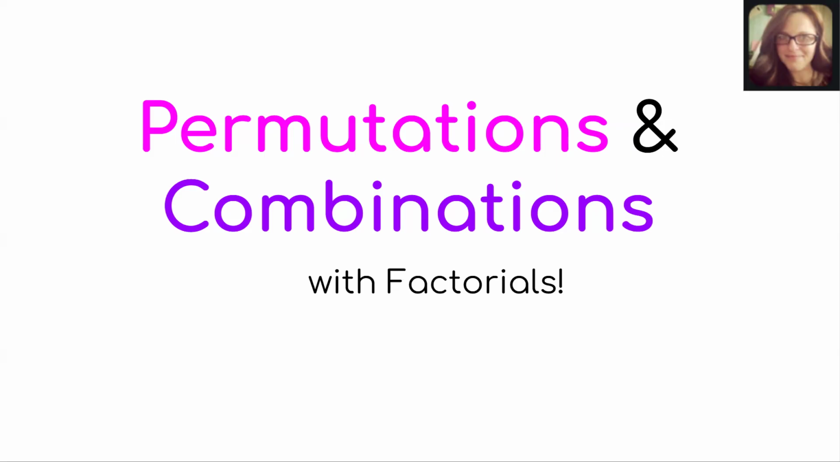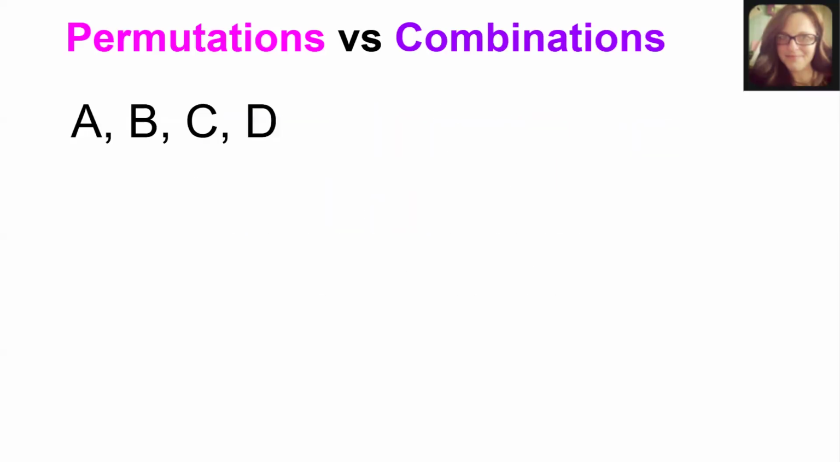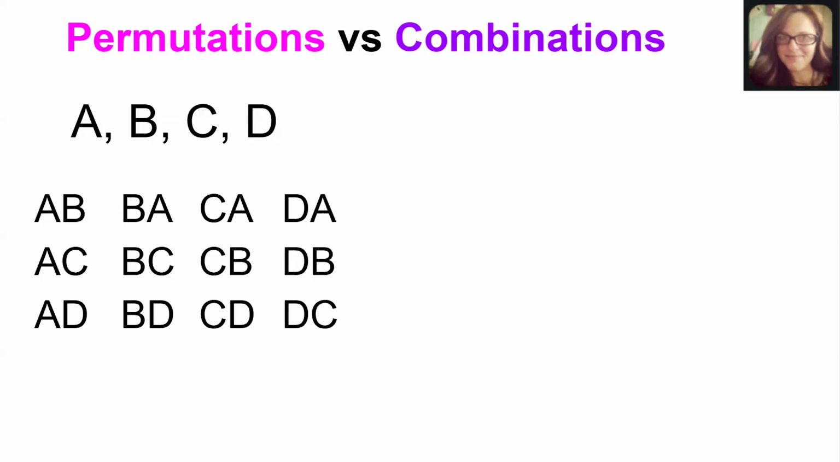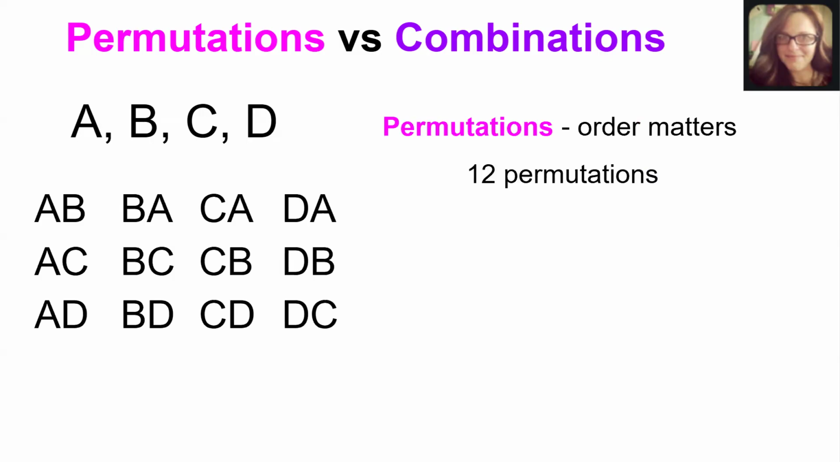Let's start with these four letters. How many different ordered arrangements can you make choosing two letters at a time? Well, we could do AB, AC, AD, BA, BC, BD, CA, CB, CD, or DA, DB, DC. These are all the different orders that we can create with these four letters, choosing two at a time.